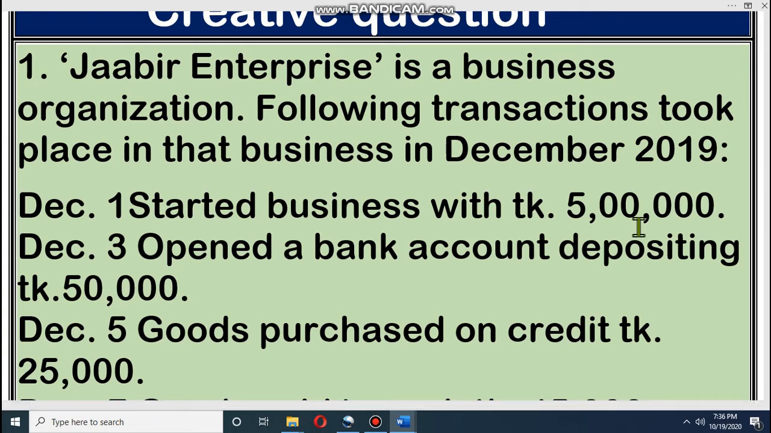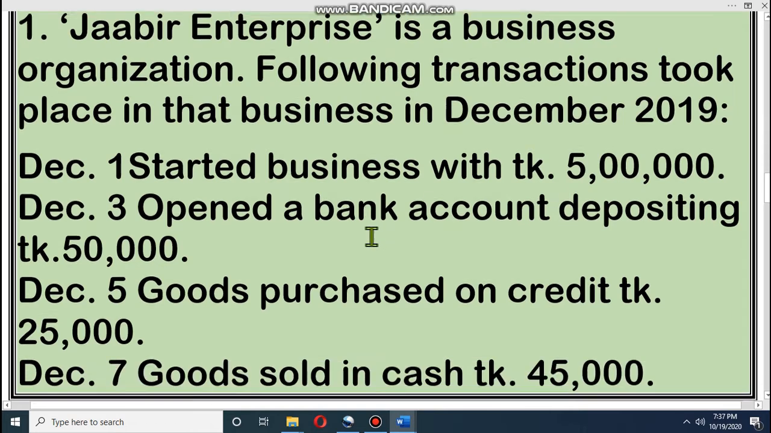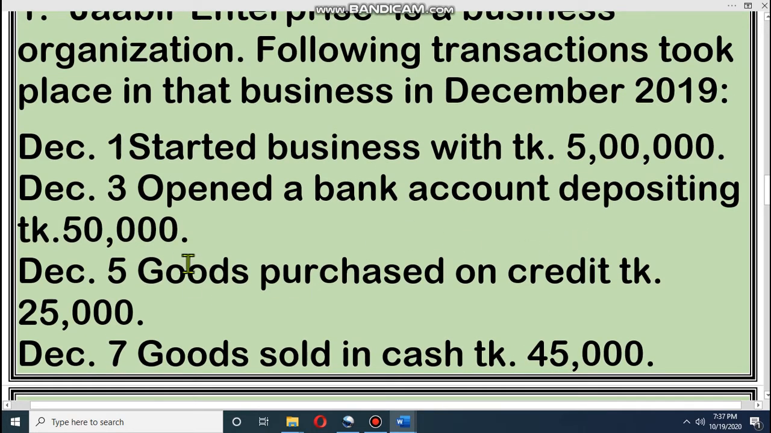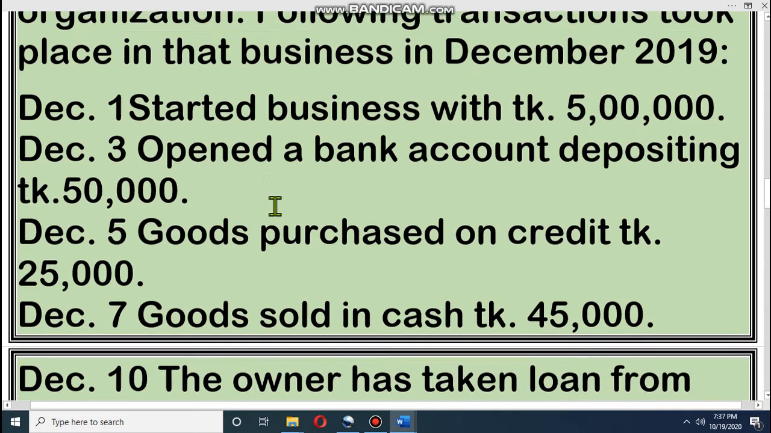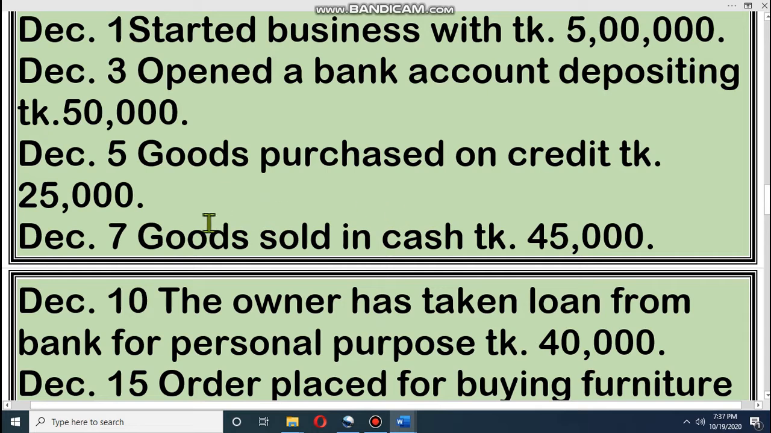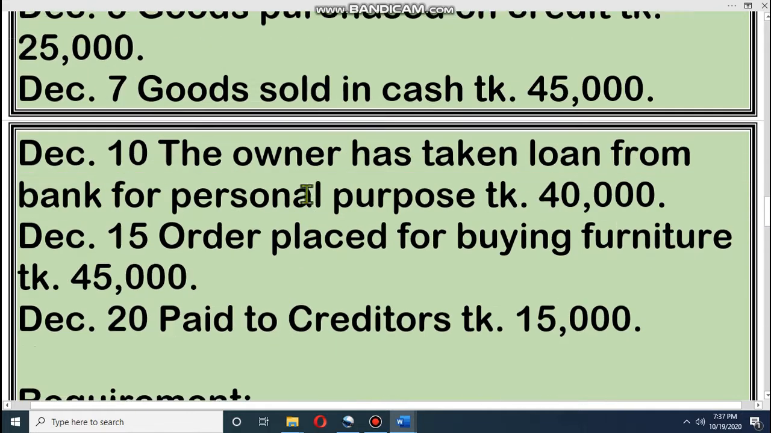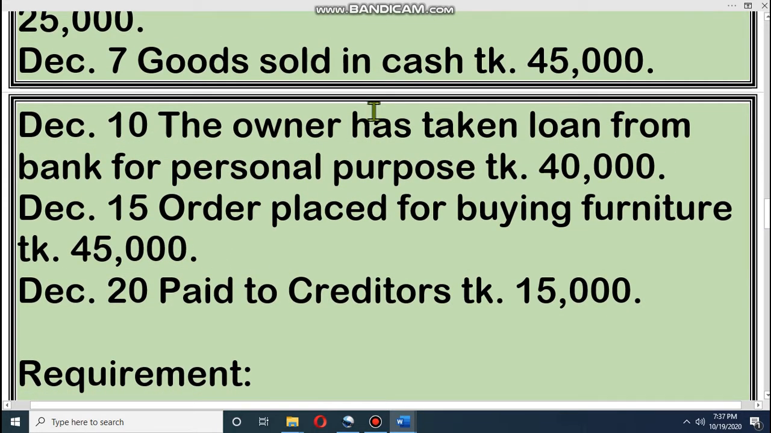Last class I discussed that a transaction should change the financial condition or should impact the accounting equation. So the event that changes the financial condition is a transaction. Started business, here in the business money increases, so it is a transaction. Open a bank account depositing taka 50,000. If you open an account, our cash decreases, that means the financial condition changes, so this is also a transaction. Goods purchased on credit 25,000. Purchasing on credit means our liability increases, so this is also a transaction. Then goods sold in cash, that means I have sold goods, so this is also a transaction because by selling goods our cash increases.